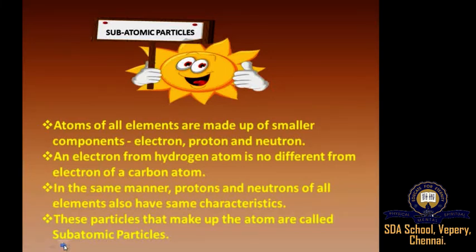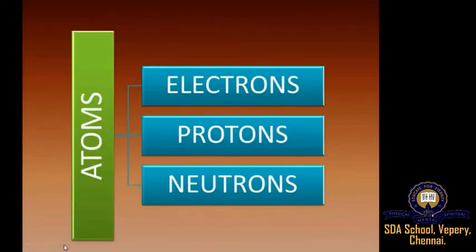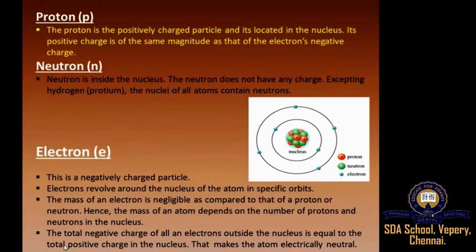Next we saw subatomic particles. Atoms of all elements are made up of smaller components: electron, proton and neutron. These particles that make up the atom are called subatomic particles, right? So an atom consists of electrons, protons and neutrons. The three make up the atom. Proton, neutron and electron we saw in detail, right?